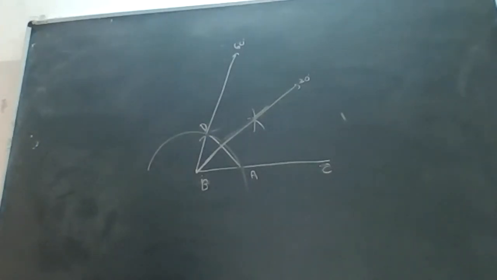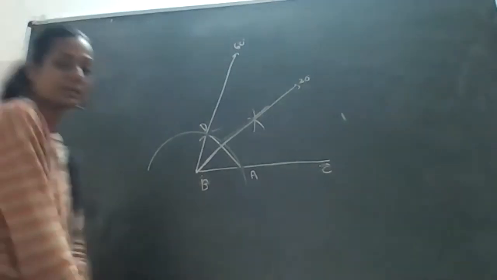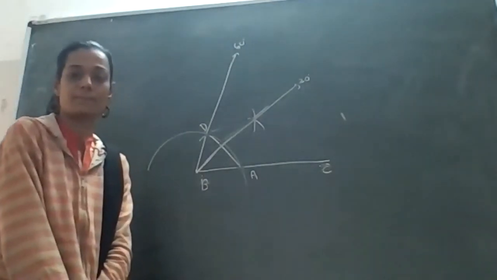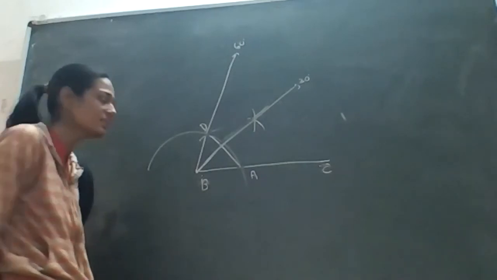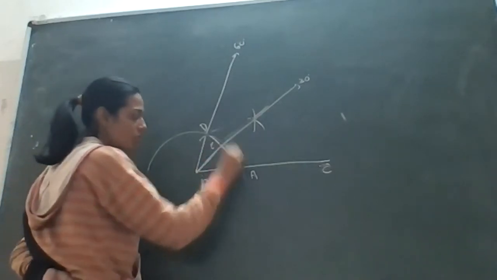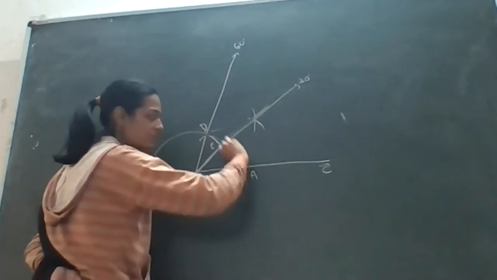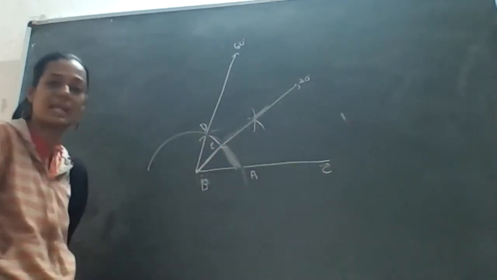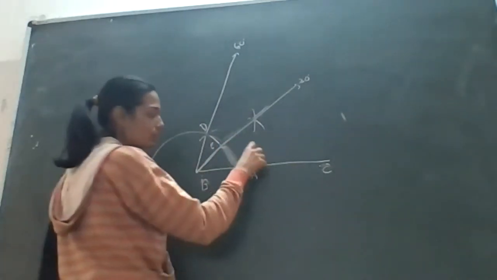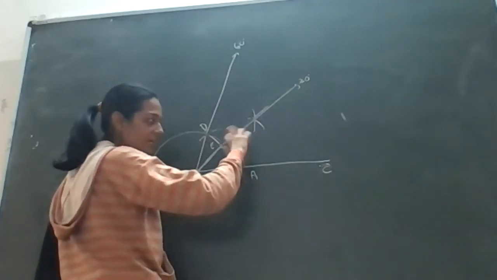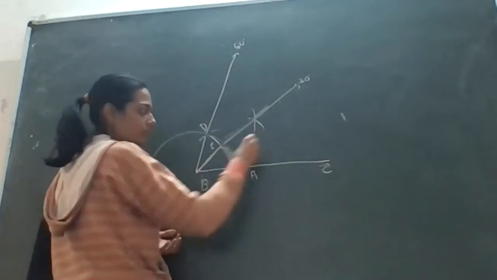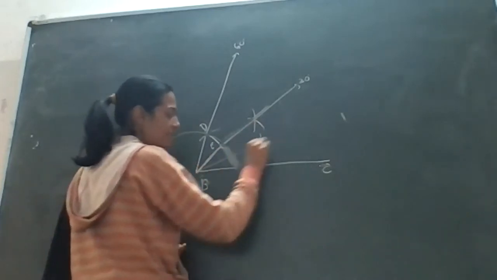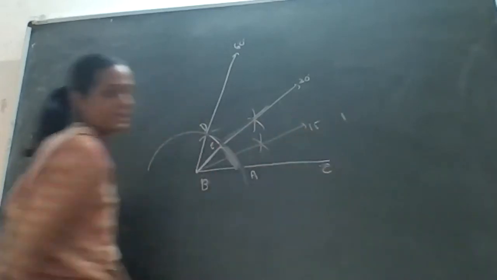Again, if you want to bisect the 30 degree, you will take the distance of AE. This much distance you take and bisect that. From A, you have to take the radius of this AE, one arc from A and one arc from E. Draw arcs this way and this angle will be of 15.